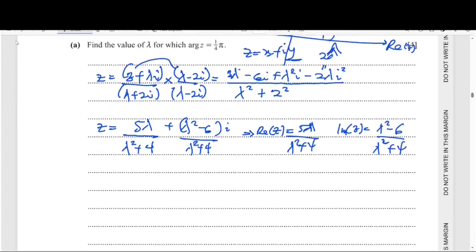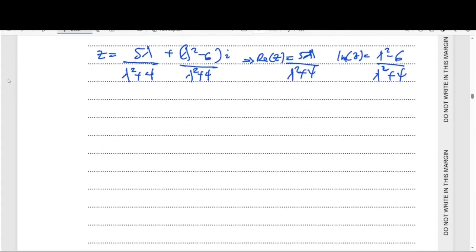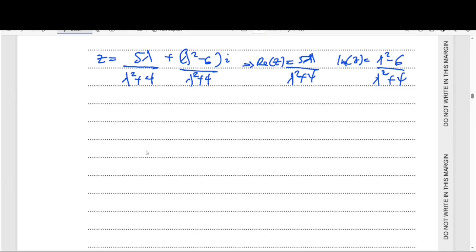So over here we just equate the imaginary and then the real part. If you like, you can just use a tan inverse formula to do it, and you're still going to get the same thing. So the imaginary part of z must be equal to the real part of z for the argument of z to be 1/4 pi.